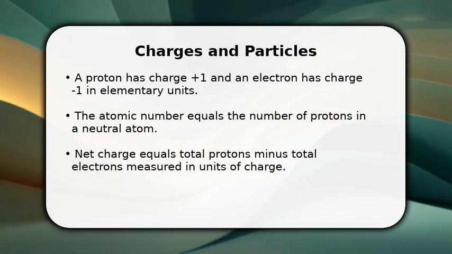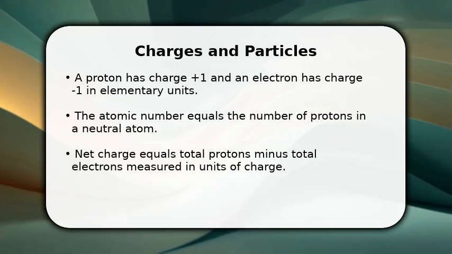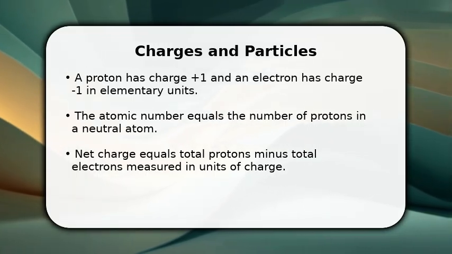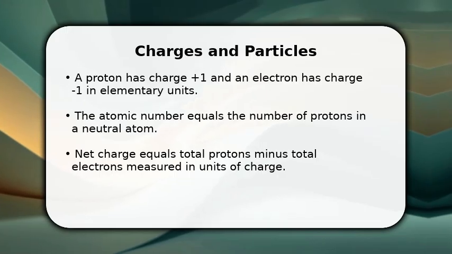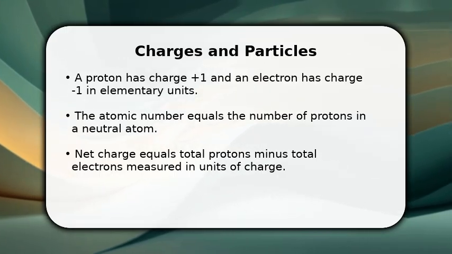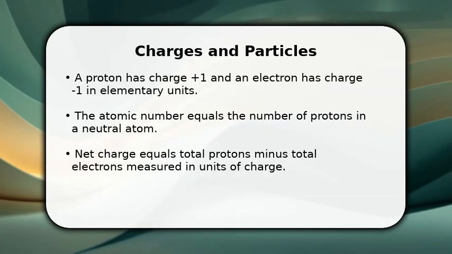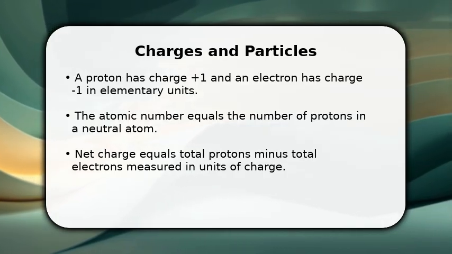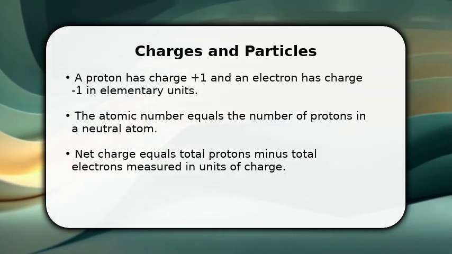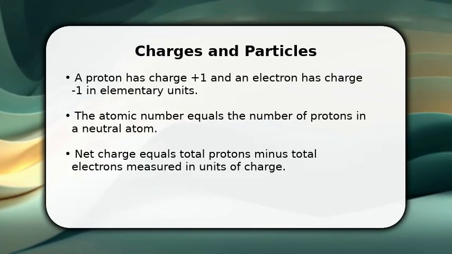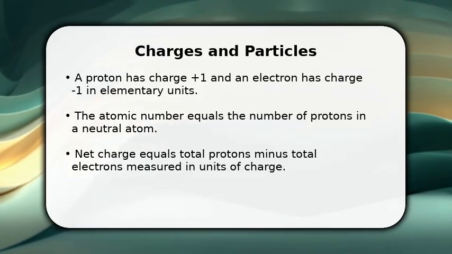Start by identifying the charged particles in every atom, protons and electrons. A proton has charge +1 and an electron has charge -1 in elementary units. The atomic number tells you how many protons are present in a neutral atom. Many atoms also have neutrons, which carry no charge and do not affect net charge.